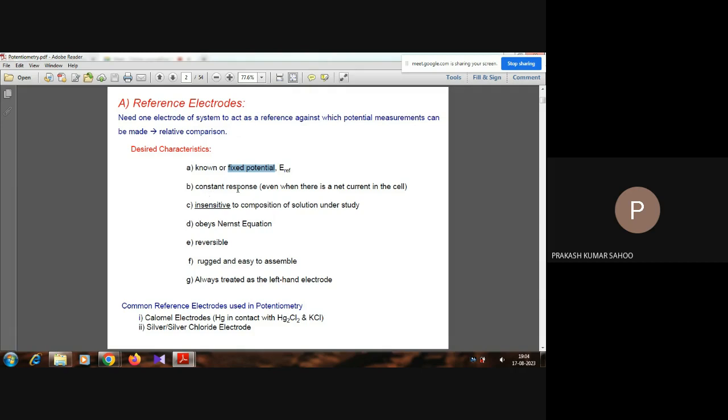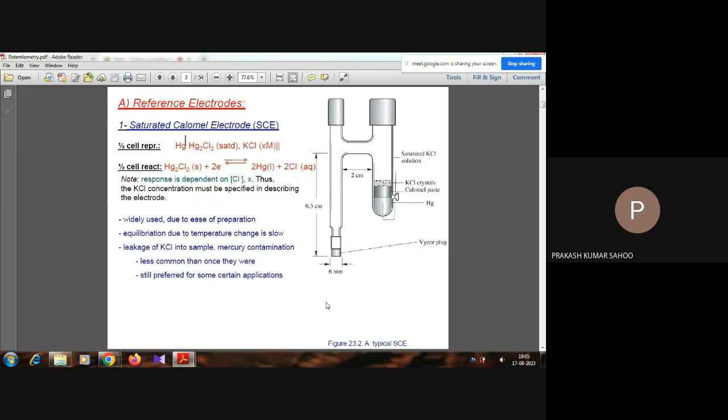It should give a constant response to either electrode, be insensitive to the solution or electrolyte where it is dipped, and it should also obey the Nernst equation at different concentrations. It should be reversible, rugged and easily assembled, always treated as the left hand electrode. So the standard reference electrode is always the anodic part of the cell, and the common ones are the calomel electrode, that is mercury in mercurous chloride and KCl, and silver in silver chloride.